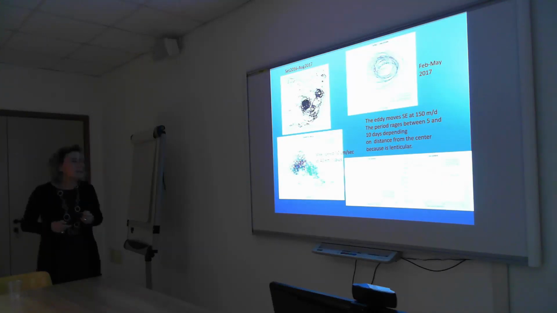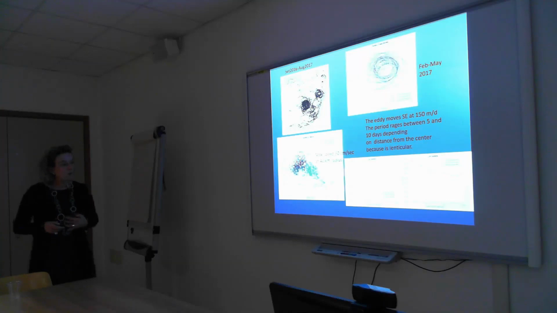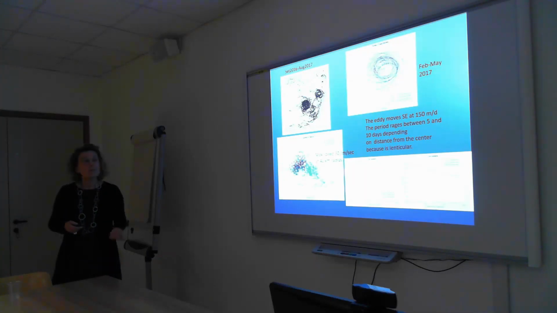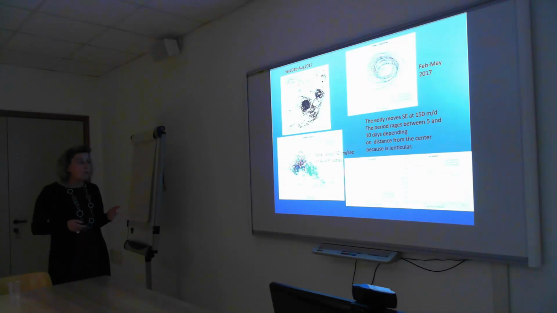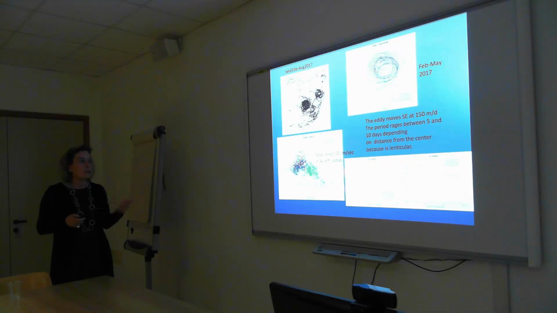So essentially, the radius of the eddy is 40 kilometers, but we also want to measure the movement of the eddy, and so we did a regression again. And we finally came out with a number: 150 meters per day, moving southeast. It's pretty much what we get from the altimetry. But we also realized that it's not completely circular, it's lenticular, and so the period can go from 5 to 10 days, depending on where you have the drifter.